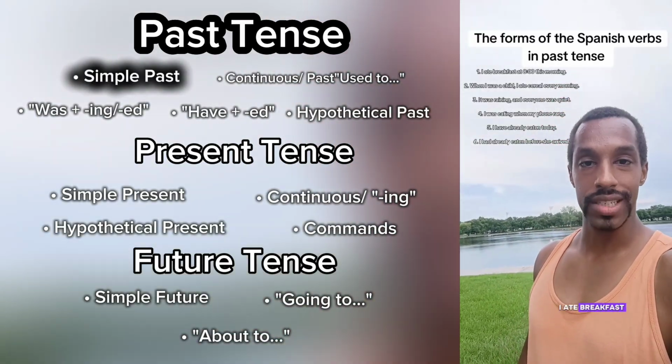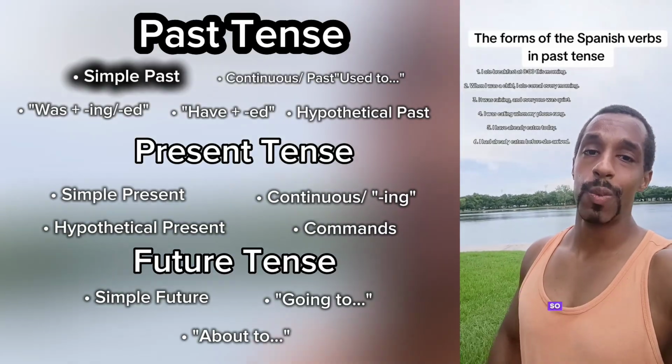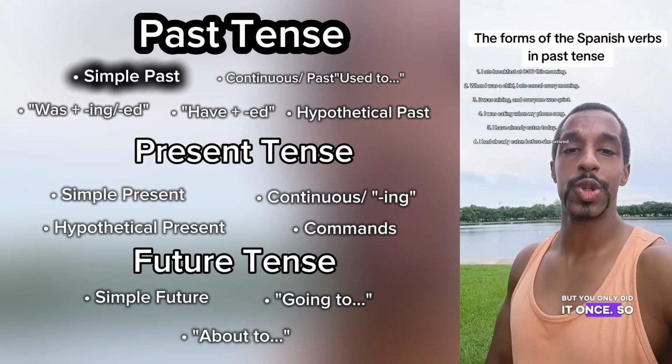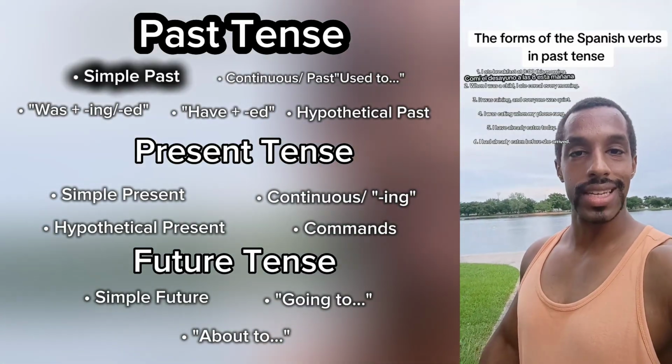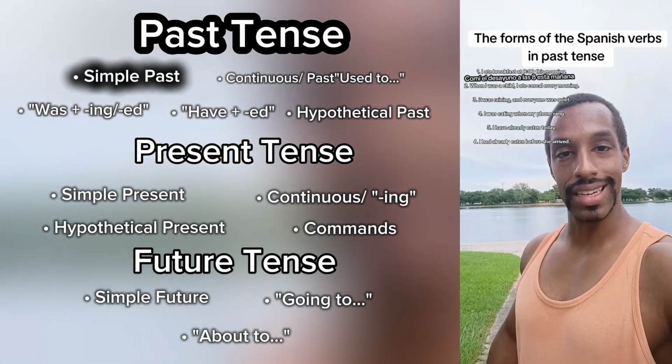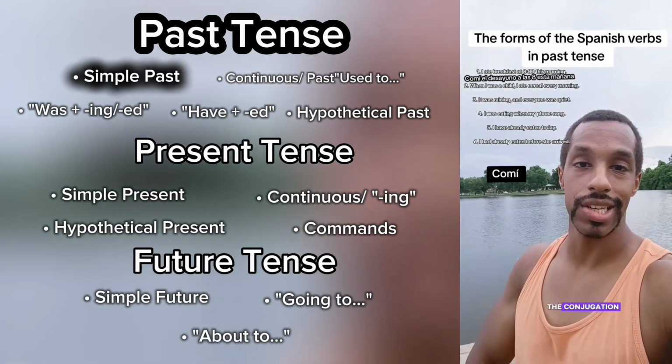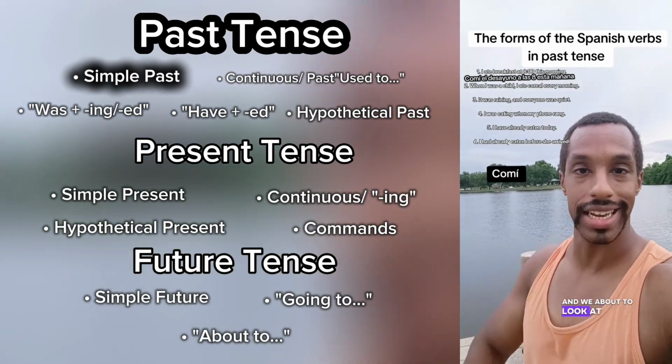I ate breakfast at 8 this morning. With this first sentence, you're saying that you did something in the past, but you only did it once. In Spanish it would be: comí el desayuno a las 8 de esta mañana. The word we're focusing on in this sentence is comí, the conjugation of the verb comer, and we're about to look at these conjugations right now.